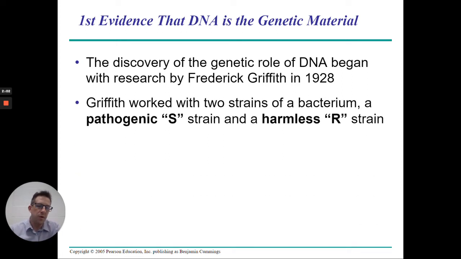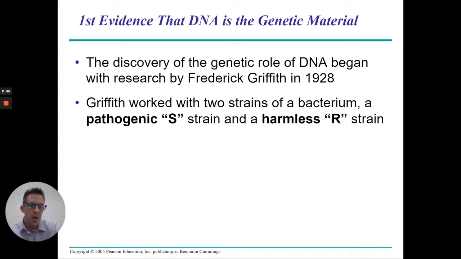Okay, so what Griffith did, he worked with strains of bacteria, and it turns out that bacteria and viruses and things of that nature are really good organisms for genetic study, specifically these molecular genetic studies, because they're very simple, they're easy to grow, and they breed very quickly. So he worked with these two strains of bacteria. One was a pathogenic S strain. He called it the S strain. And one was called the harmless R strain. Okay, so one of these bacteria would cause disease. One of these bacteria would cause no disease.